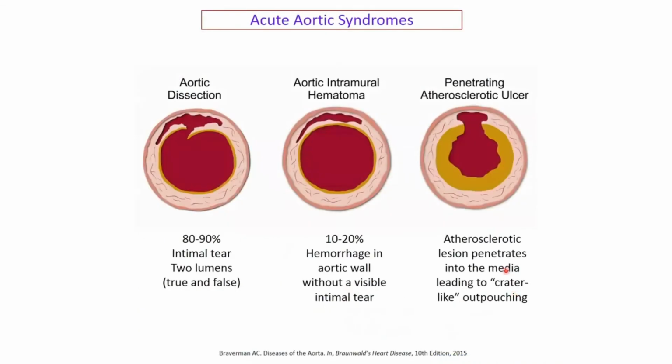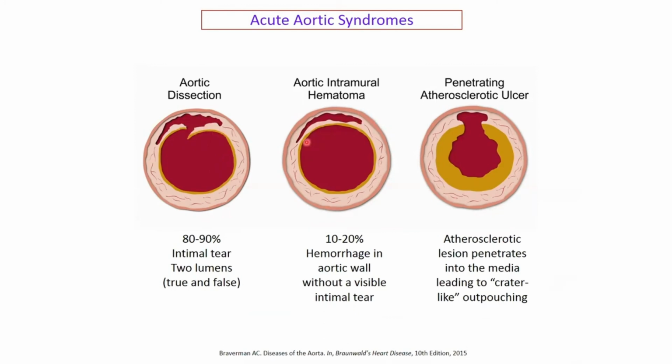When we think of acute aortic syndromes, aortic dissection is the most classic and is responsible for 80 to 90%. In this cross-section of the aortic wall and lumen, there's a tear in the intima, allowing blood to enter and propagate.